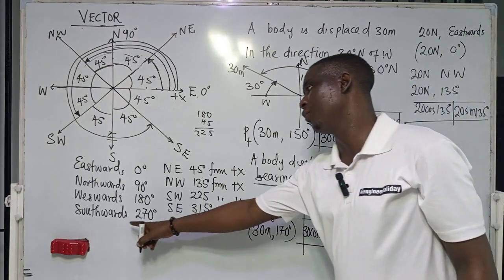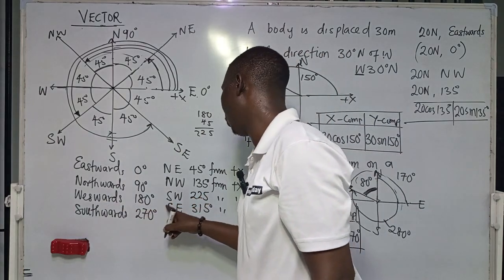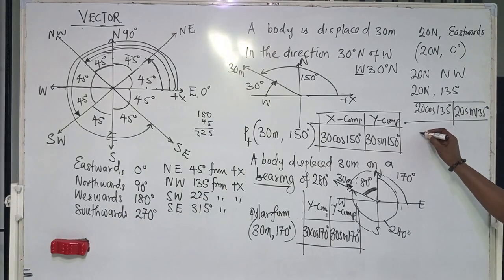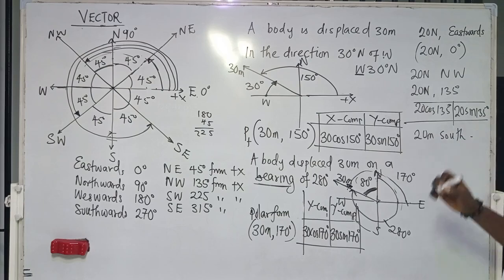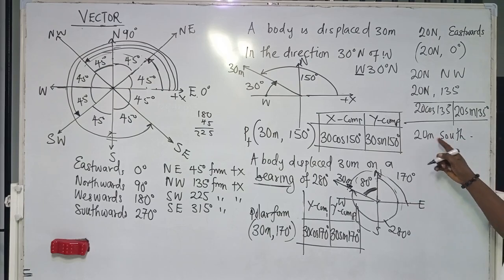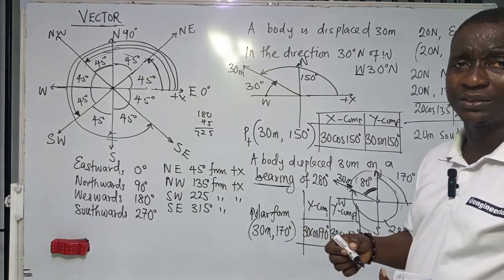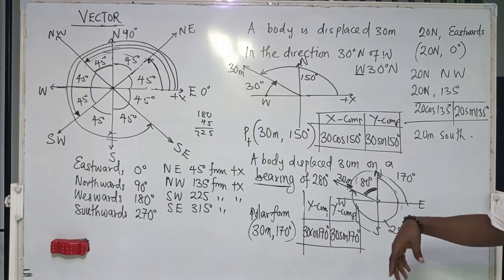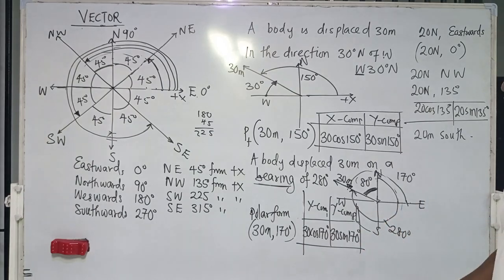If you want to resolve, for example, south, if they say the boy displaces 20 meters south, you should know what to do. 20 meters south is 270. So 20 cos 270 and 20 sine 270. You just resolve it like that, and before you know it, you get better.